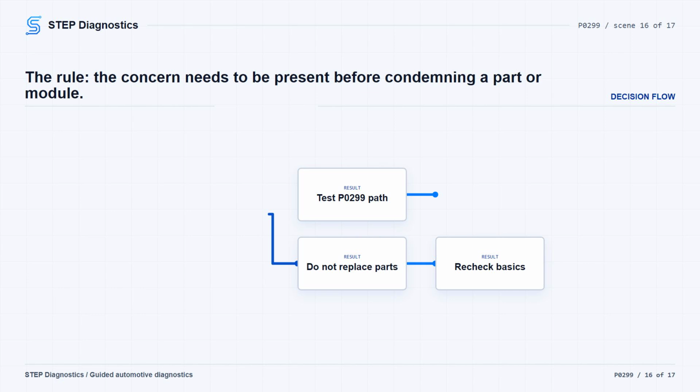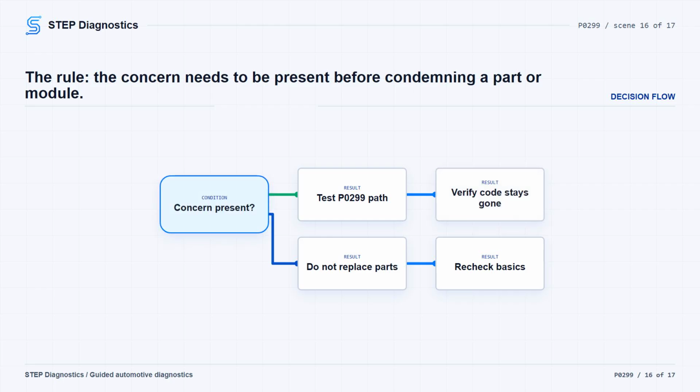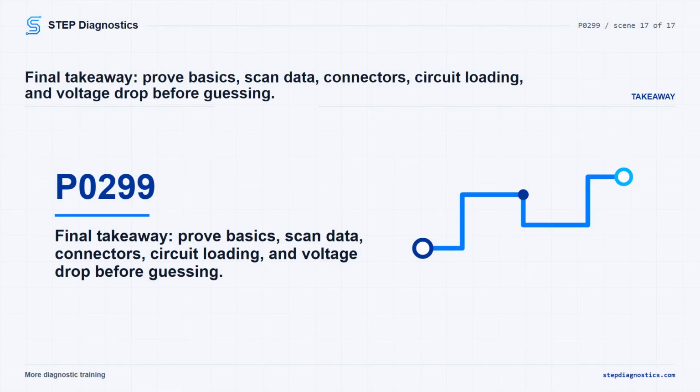The diagnostic assumes the concern is present when you test it. If the concern is not present, do not replace modules or other components just because a test path seems to point that way. After any correction, verify the repair and confirm the code stays gone under the same type of conditions that brought the concern in. If the P0299 specific branch is not defined, pause, recheck the earlier diagnostic path, and avoid guessing.